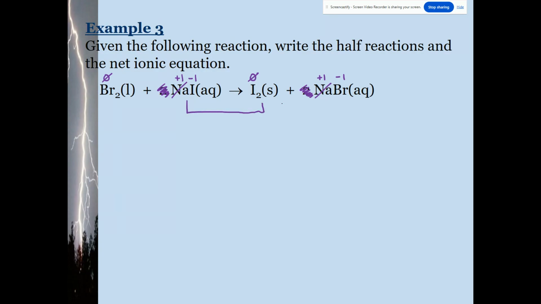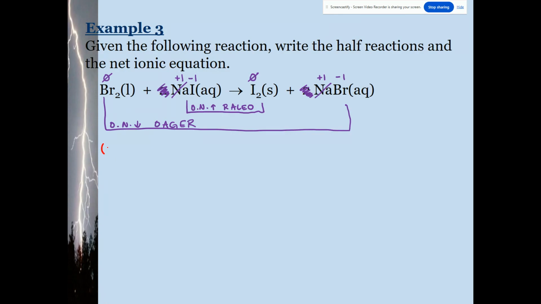The sodium is the one that starts as +1 and ends as +1. So that is my spectator ion. My iodide is going from -1 to 0. That's an increase in oxidation number. So this is my RALEO. And my bromine is going from 0 down to -1. That's a decrease in oxidation number. So that is my OAGER. Now we're going to write these half reactions again.